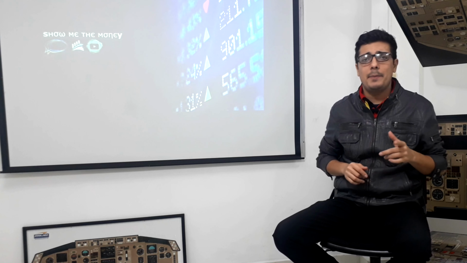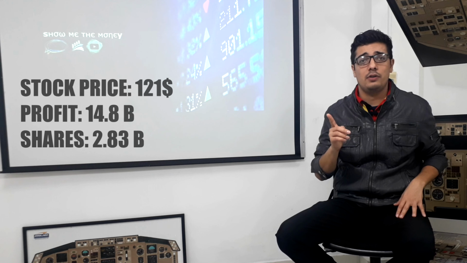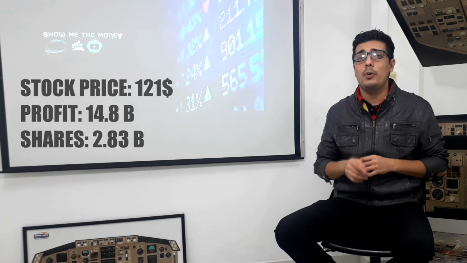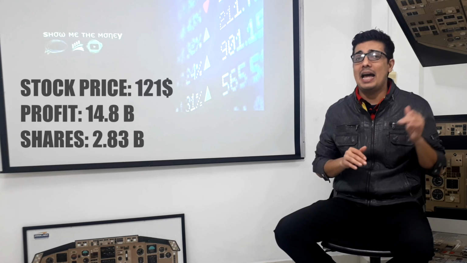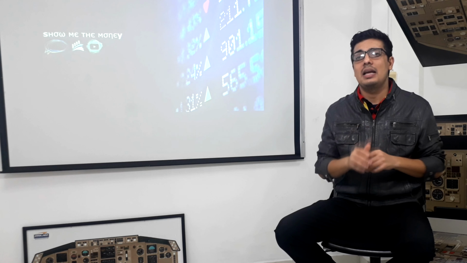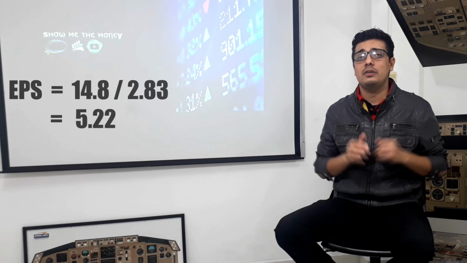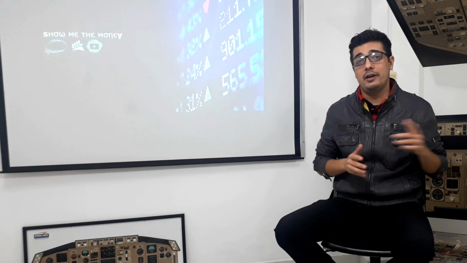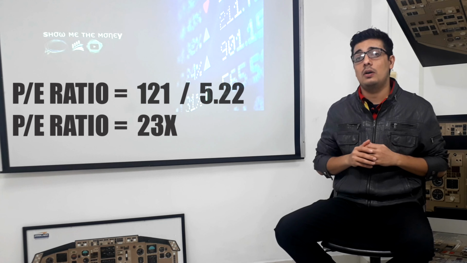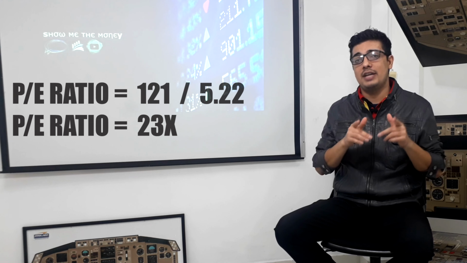As an example, let's calculate the PER for Walmart as of April 2020, when the company's stock price closed at $121. The company's profit for the fiscal year ending January 2020 was $14.8 billion, and its number of shares outstanding was 2.83 billion. Its EPS can be calculated as 14.8 billion divided by 2.83 billion, resulting in $5.22. Therefore, $121 divided by $5.22 gives us, for Walmart, a PE ratio of 23 for that moment.